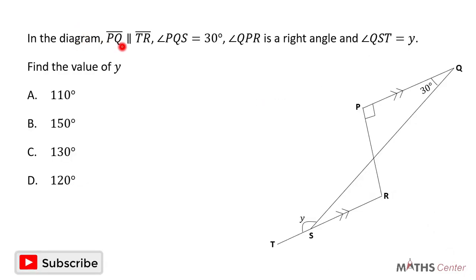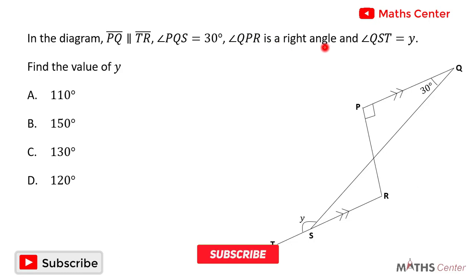In the diagram, the line PQ is parallel to the line TR. Angle PSQ is equal to 30 degrees. Angle QPR is a right angle, and angle QST is equal to Y. Find the value of Y.